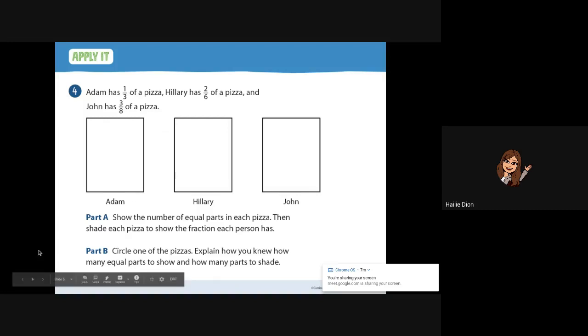You need to show in a picture, by shading in, what they have eaten and what their pizza now looks like. If we read part A, it says to show the number of equal parts, then shade in their pizza. And then part B is circling one of the pizzas and explaining how you knew how many equal parts to show and how many parts to shade.